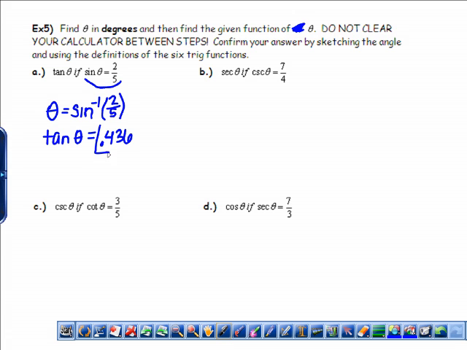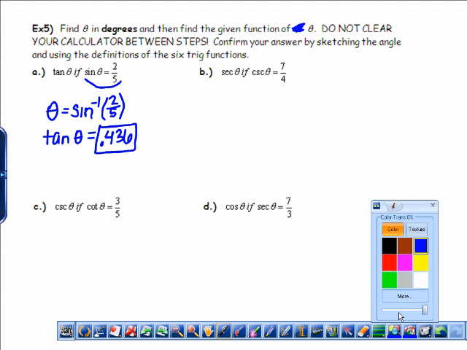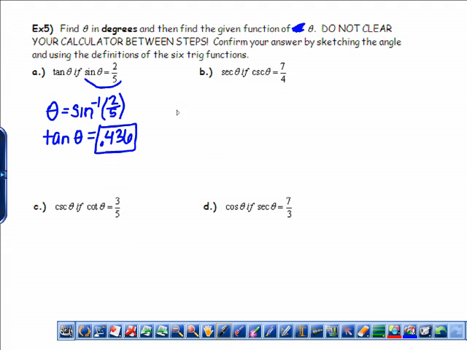Alright, so that is my answer. That's the approximation of my answer. To do this exact, we can actually do this exact. We need to draw a triangle. Okay, and we need to mark our theta somewhere. I'm going to go ahead and mark my theta down here.